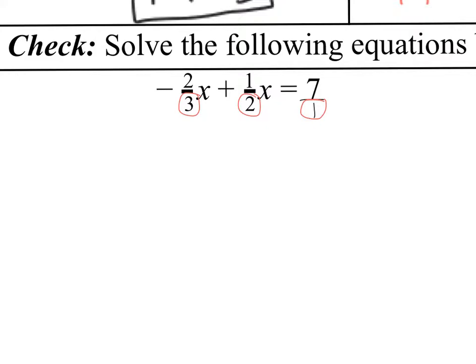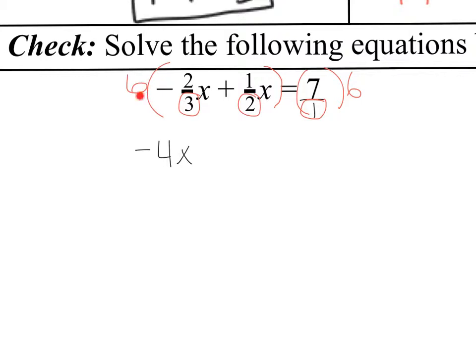So in this case, it's going to be 6. So I'm going to multiply the left-hand side by 6 and the right-hand side by 6. I kept the equation balanced because I multiplied both sides by 6. So what happens is I'm going to do 6 times negative 2/3 x. So the way to do that, a fraction is just multiplying and dividing. Multiplying by the numerator, dividing by the denominator. So I'm going to take 6, divide it by 3, which is 2, and multiply it by negative 2. So that's going to be a negative 4x.